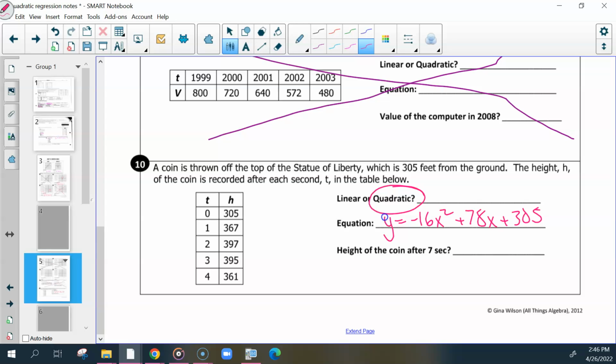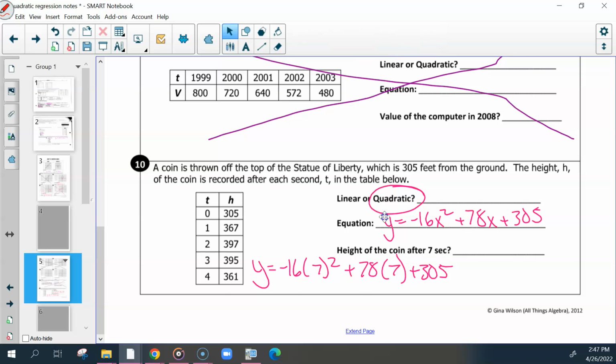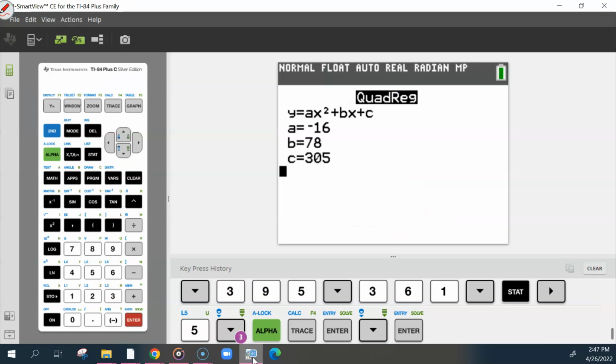And then you have a couple choices. So we need to find the height of the coin after 7 seconds. So remember, t is each second and h is the height. So if you were doing this by hand, you would put y equals and put 7 in for all your x's. And you could actually calculate that out. You could put it in your calculator on the main screen.